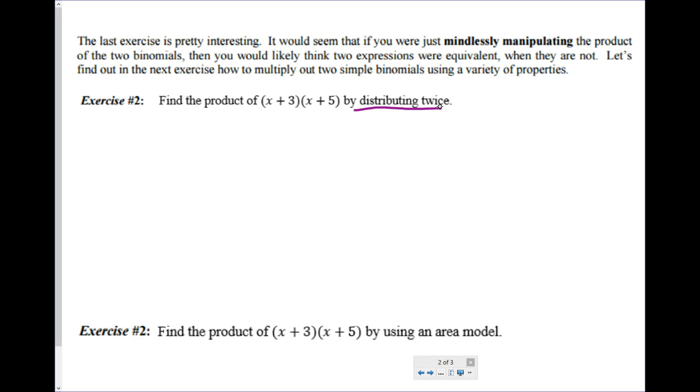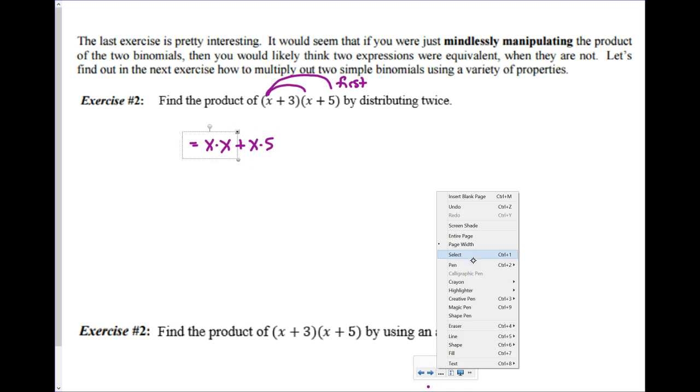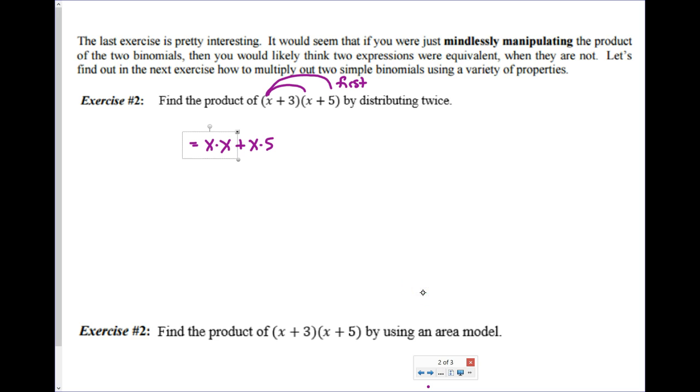So, what we're going to do is we've got two distributions. Your first one, actually going to do it in purple. Your first one is looking at this x. You distribute it to that x, and you distribute it to the 5. This is your first distribution. So you have x times x plus x times 5. That's your first distribution.